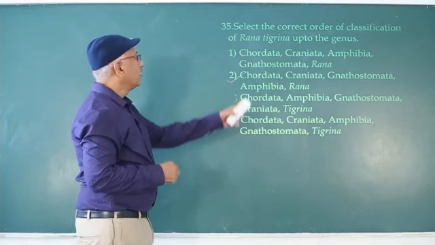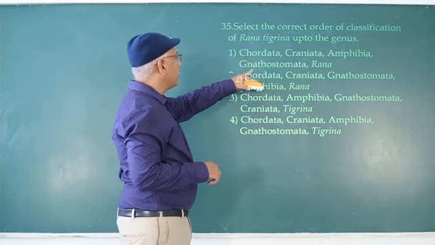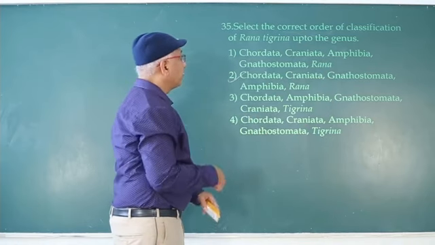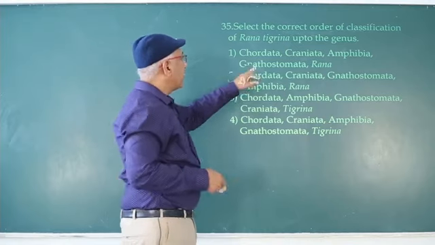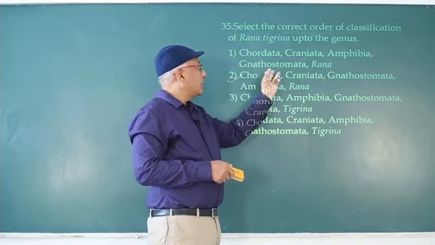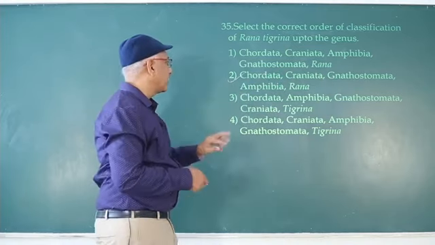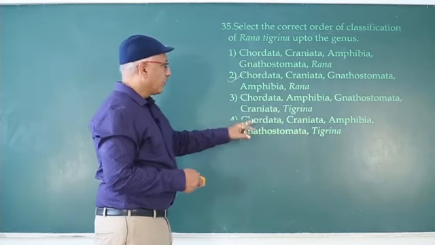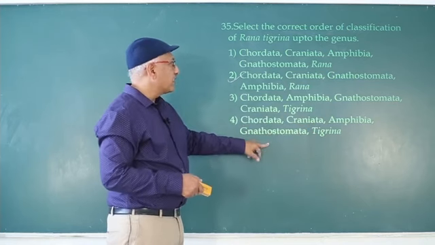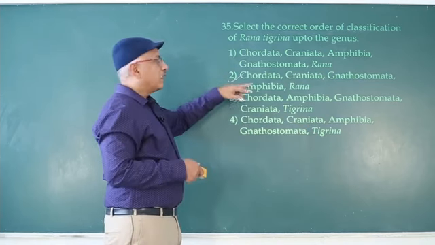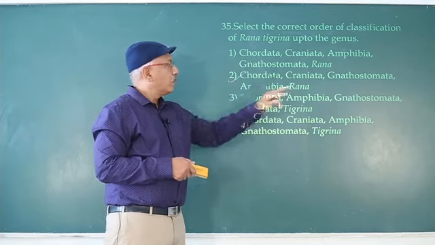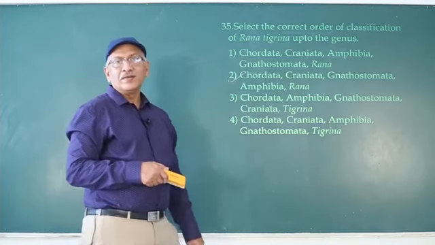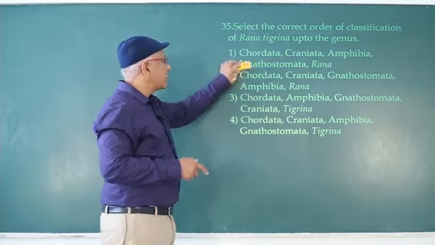So second option: Chordata, Craniata, Gnathostomata, Amphibia. In the other options, Amphibia comes before Gnathostomata, which is wrong; first Gnathostomata, later Amphibia. The sequence is wrong. Here also the sequence is wrong. So phylum Chordata, subphylum Craniata, superclass Gnathostomata, class Amphibia, genus Rana. So second option.